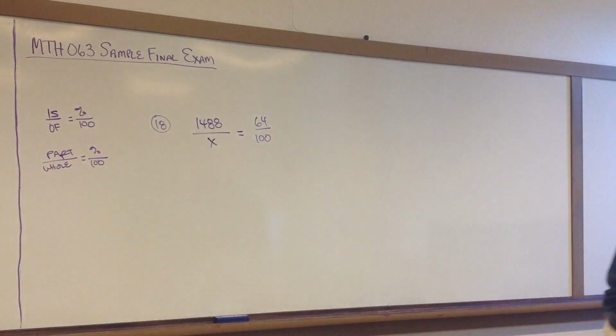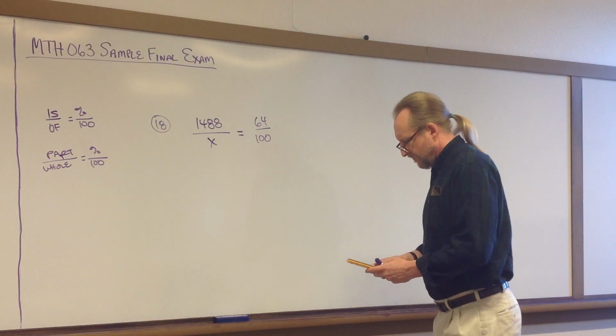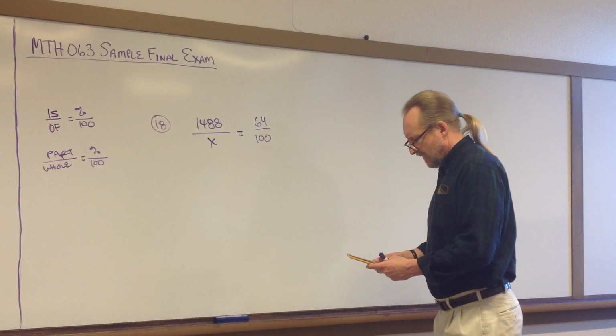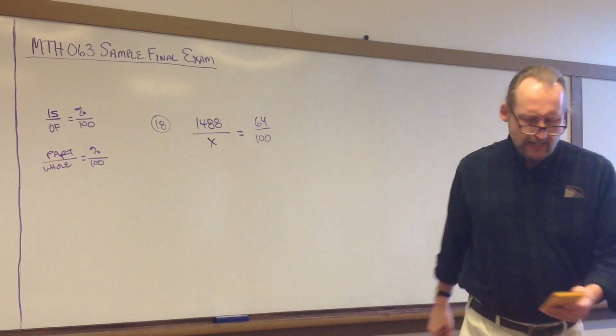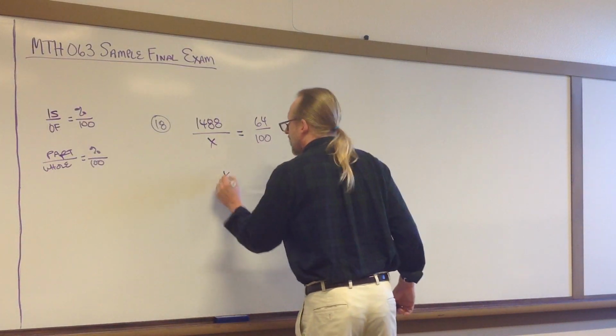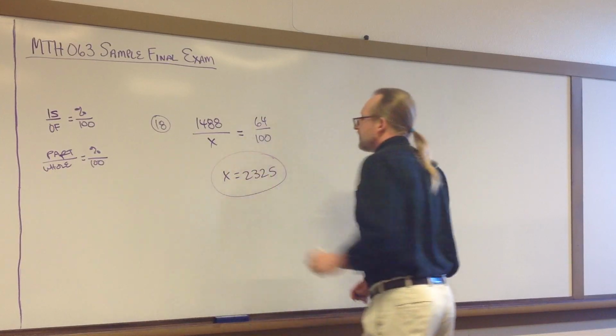And now we can go ahead and calculate. Okay. So what do we have to do here? We have to go 1,488 times 100 and then divide that by 64, and that comes out to be 2,325.